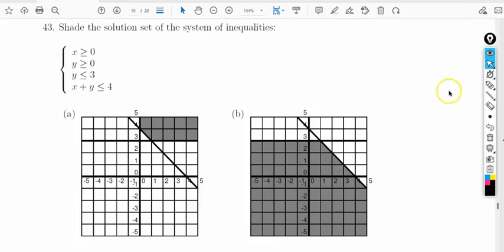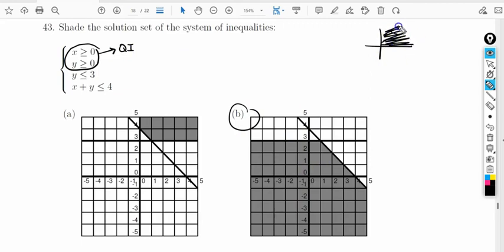43. Okay, now this tells you that you are restricted to quadrant 1. This is not restricted to quadrant 1. So being restricted to quadrant 1 means just in here. And so it cannot be B. So that restricts us to quadrant 1.